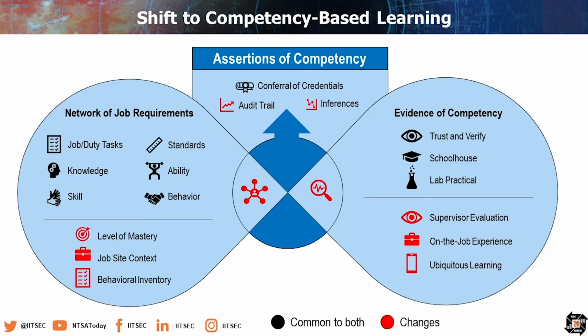So what the competency-based model looks like is, this little infinity symbol is there to show that this is more of a continuous process. Instead of a linear curriculum of things that we want to teach you, we have a network of job requirements, and that network may change over time as the job changes. It's composed of those job duty tasks, standards, knowledge, abilities, skills, and behaviors, but it also includes elements of the level of mastery to show that at one level, you're expected to be able to do this to this degree, but at a different level, you're expected to do it at a different degree.